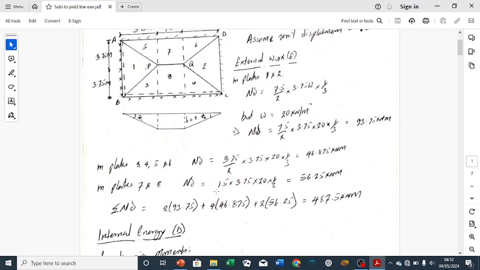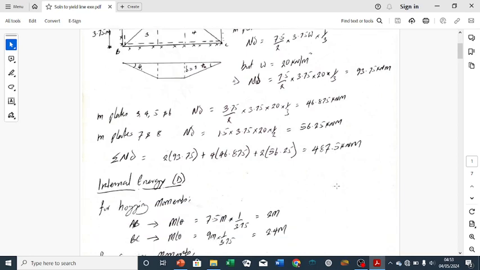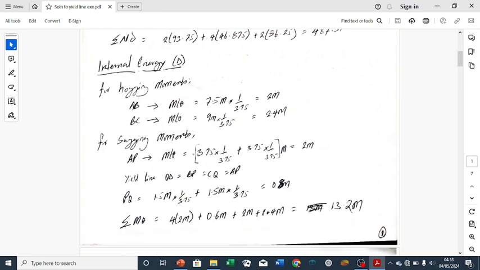Now for us to have the sum of external work, that is summation N delta, we go into this. Remember, for plates 1 and 2, we have 93.75 multiplied by 2 because those were 2 plates. For plates 3, 4, 5, 6, we had 46.875, so we multiplied by 4 because there were 4 triangles there. Then for plates 7 and 8, we had 56.25, so we multiplied by 2. By the time we sum all these together, we have 487.5 kilonewton meter as our summation N delta.